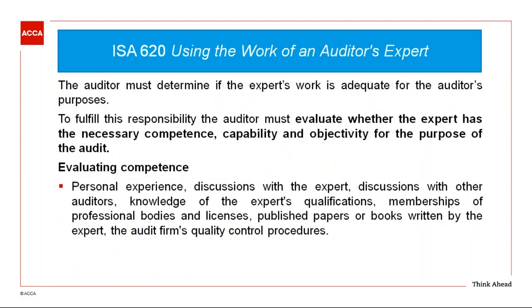Now ISA 620, using the work of an auditor's expert. Sometimes auditors need to use an expert in certain areas where a specialist approach is needed or there is expertise that is not held by the auditor. So the auditor is not an expert in that area or in that industry, and has to hire an expert, or sometimes management hires an expert. So yes, the auditor can rely on the expert, but he needs to check the competency, capability, and objectivity. You should know what the key factors are to check the competency, capability, and objectivity.